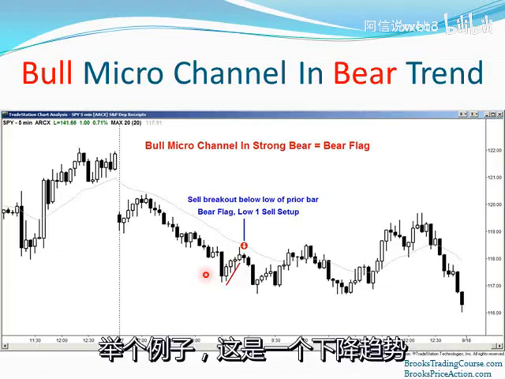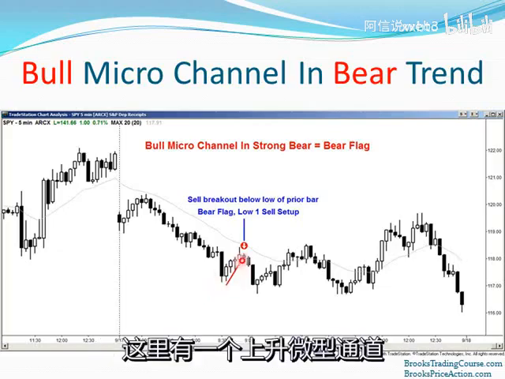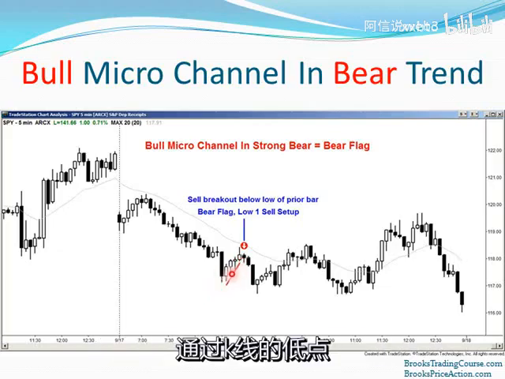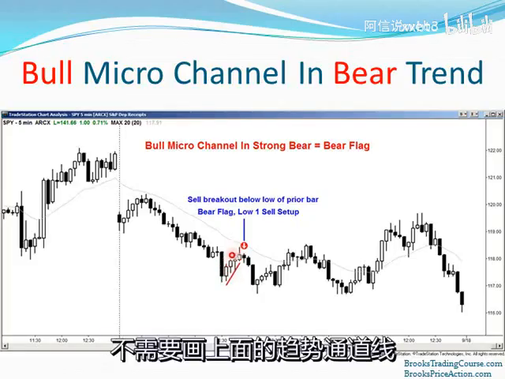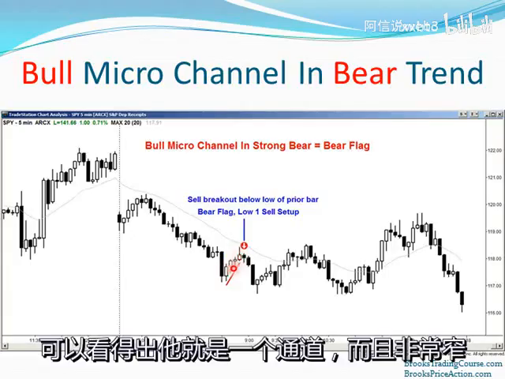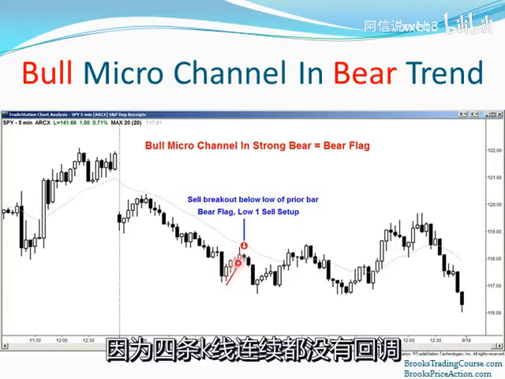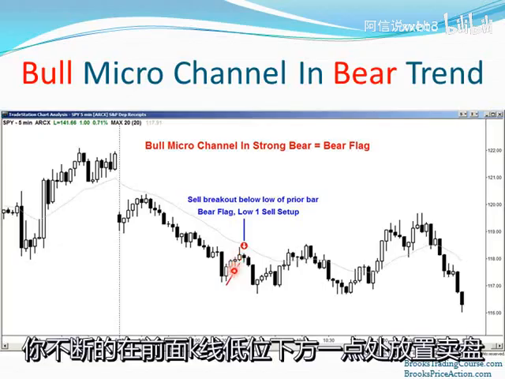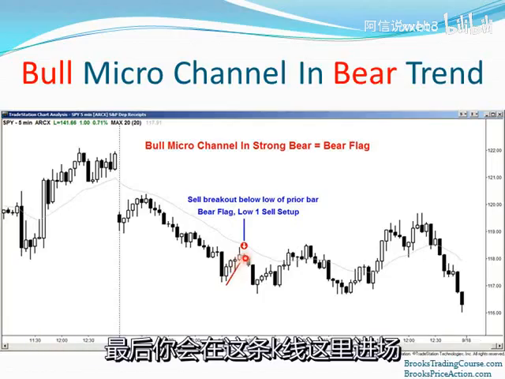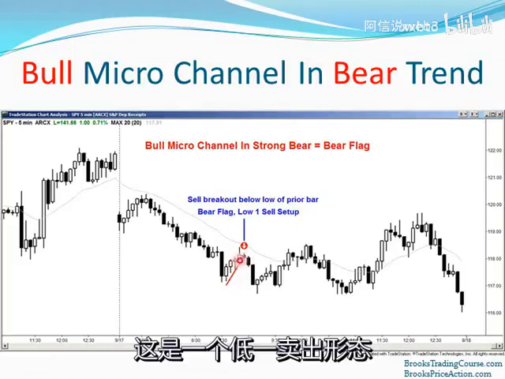For example, here's a bear trend, and we have a bull micro channel. You can draw a tight trend line low across the lows of the bars. You don't have to draw the trend channel line on top. You can see that it's a channel and that it's very tight. And because there are no pullbacks for 4 bars, it's a micro channel. You keep placing sell stops one tick below the low of the prior bar, and you would have been filled on this bar. It's also a low 1 sell signal.